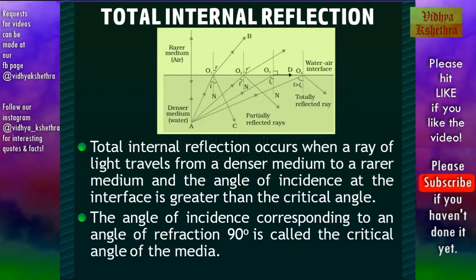Now, the angle of incidence corresponding to an angle of refraction 90 degree is called the critical angle of the medium. So, by using Snell's law, which states that sin i / sin r is a constant, which is the refractive index of medium 2 with respect to 1, n21, at critical angle, that is iC, r is 90 degree. So we get sin iC is equal to n21.